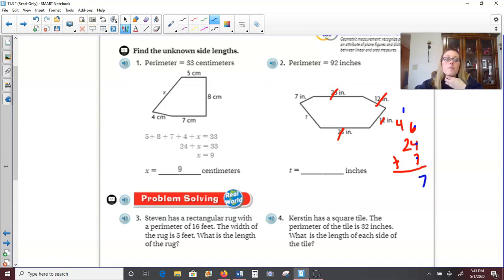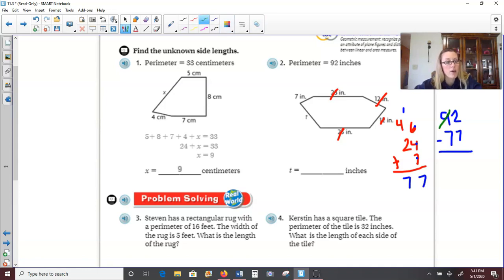regroup. 1 plus 4 is 5, plus 2 is 7. So what we know of this hexagon is it has a length around of 77 inches, but it would be an open shape if we didn't close in that last side. So we're going to do 92, the total perimeter, minus 77, which is what we've got so far, and see what we're left with. Change colors.